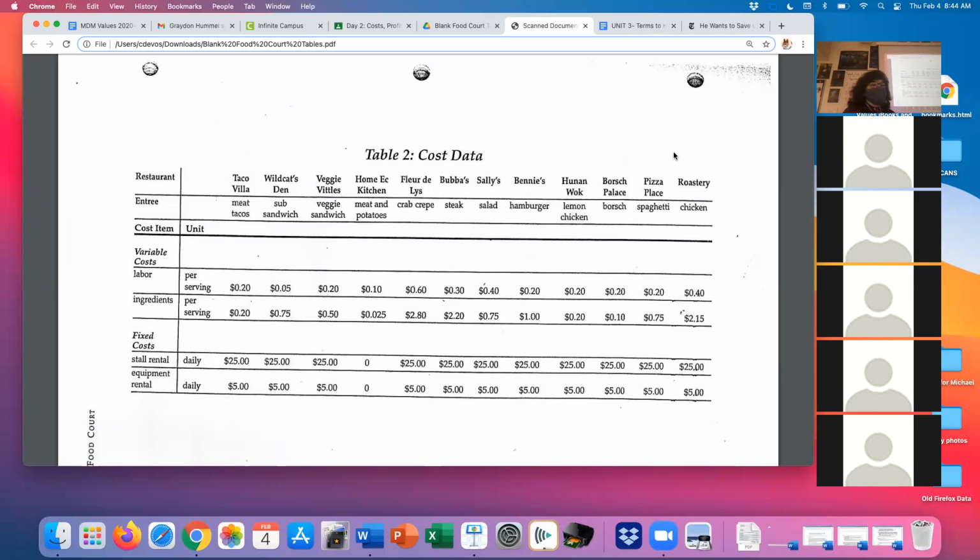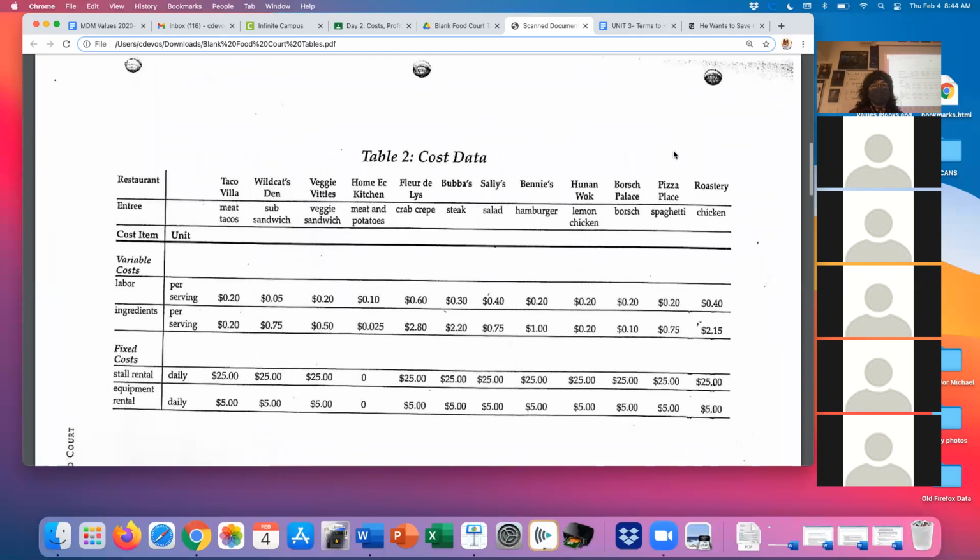All right, so now let's look at the cost data. Remember we talked about fixed costs and variable costs. Again, good old Taco Villa, for my meat tacos. We have variable costs and fixed costs. What are fixed costs again? It's fixed. It won't change no matter the output. So you'll see fixed cost to rent the stall, my little spot in the food court. It's a daily cost of $25.